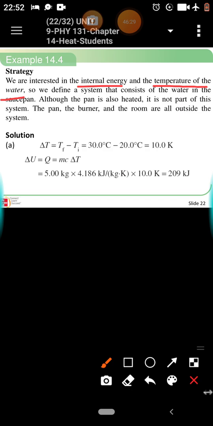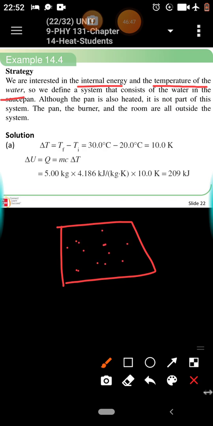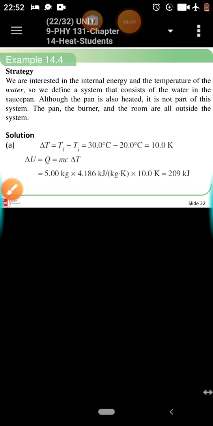Although the pan is also heated, it is not part of this system. So it's the same as the box. We're interested in the part that is inside the box. So this would be our system, and the pan and the room are all outside the system.